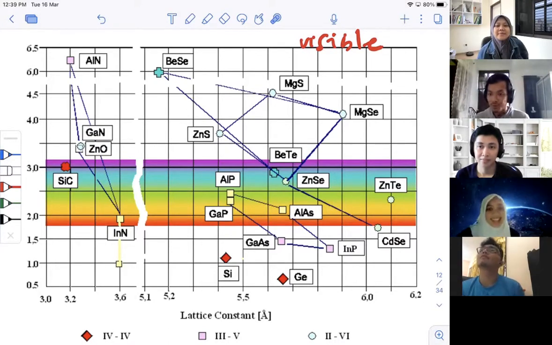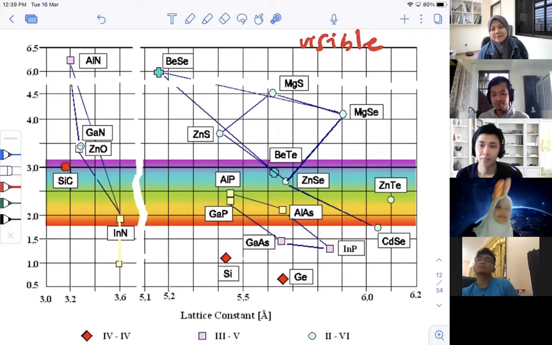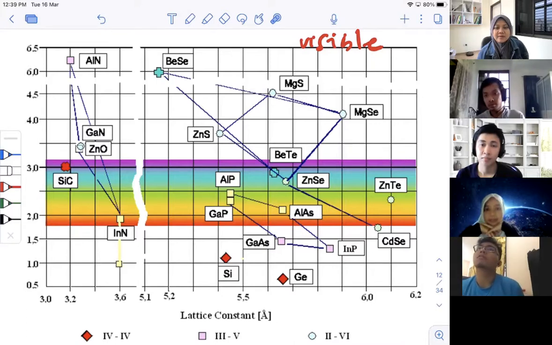Aina, do you think this graph is important or not? It is important. Why? Because it is related to me.